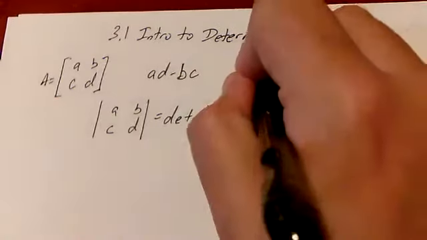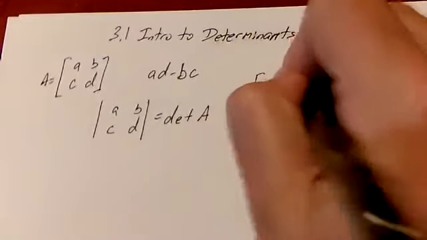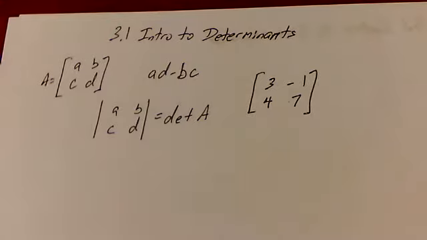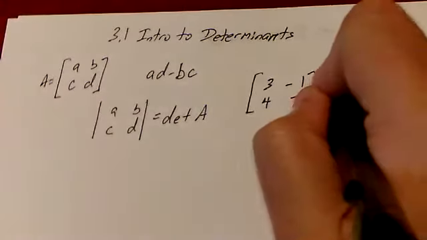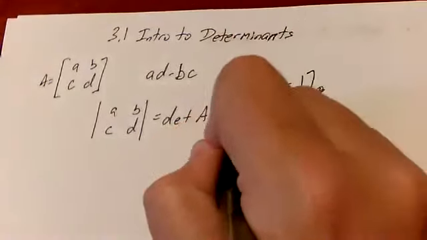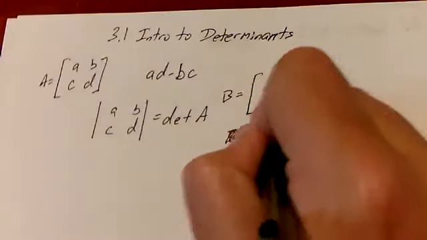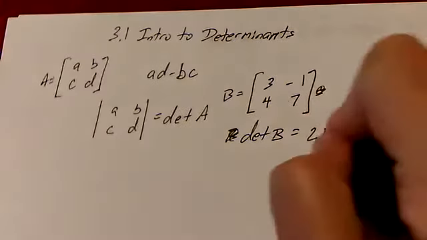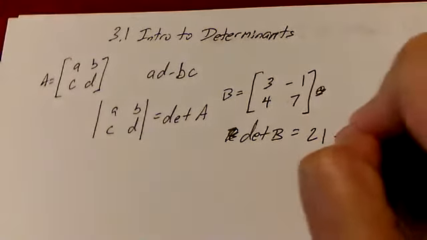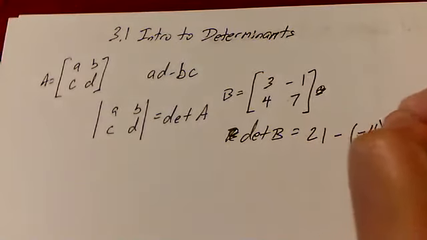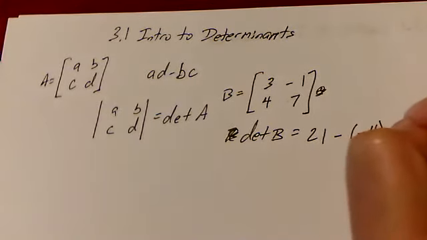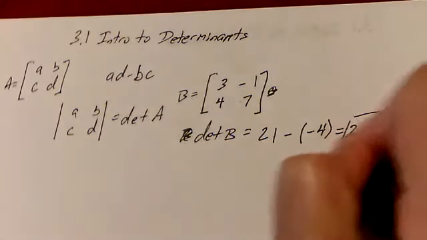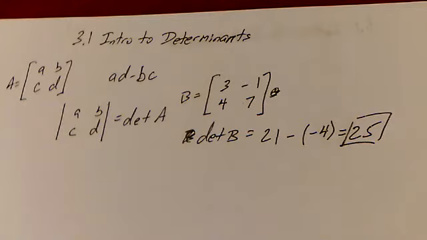Let's just do a quick refresher with a simple matrix: 3, -1, 4, 7. So remember AD minus BC, so the determinant here, let's call this matrix B. So the determinant of B would be 3 times 7, which is 21, minus -1 times 4, which is -4. So I wind up adding, I get 25 for the determinant of that simple matrix, okay? So we should remember how to take the determinant.